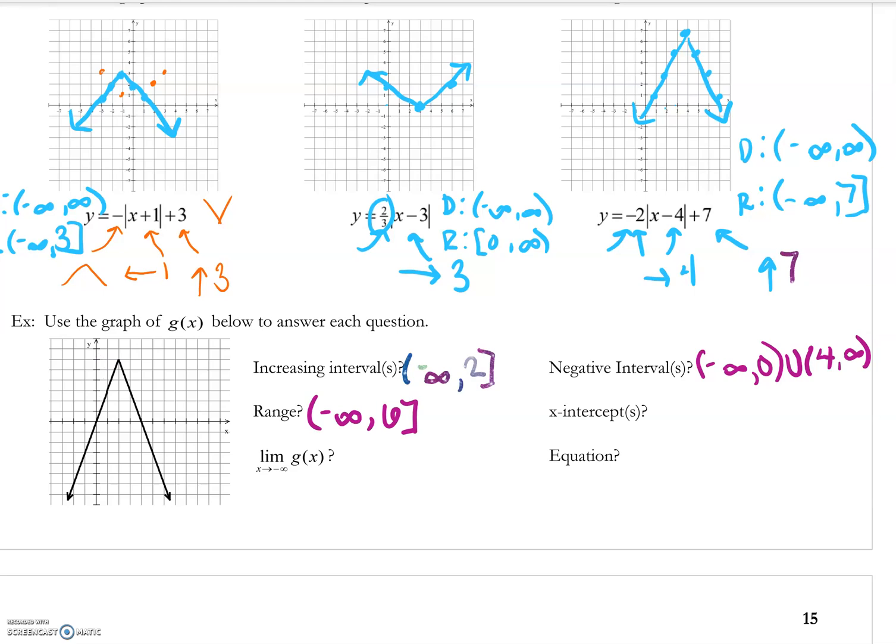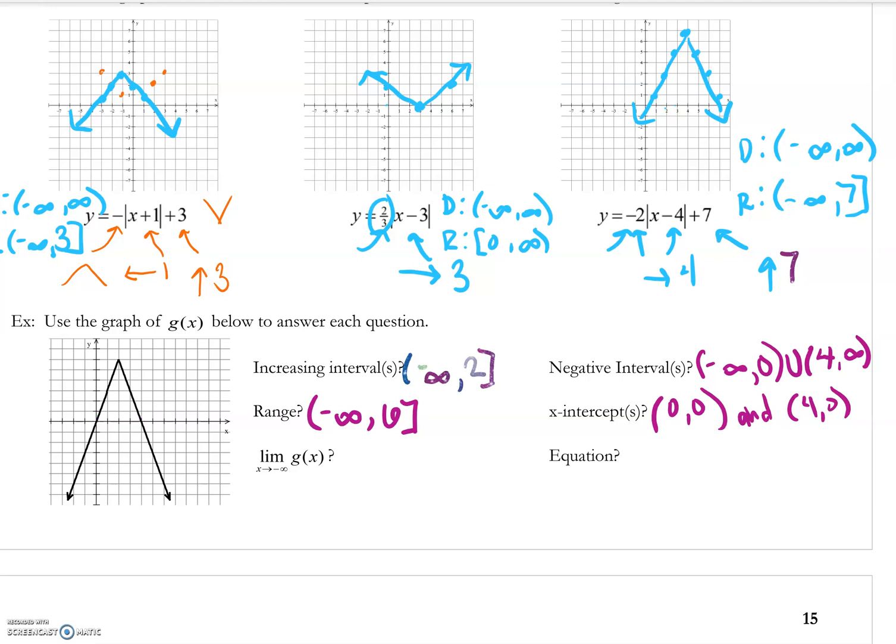When we write x-intercepts, we want to write them as an ordered pair. I see two x-intercepts here, one at (0, 0), and the other at (4, 0). I'm just going to put the word "and" in between because it's not an interval, it's just two separate points.